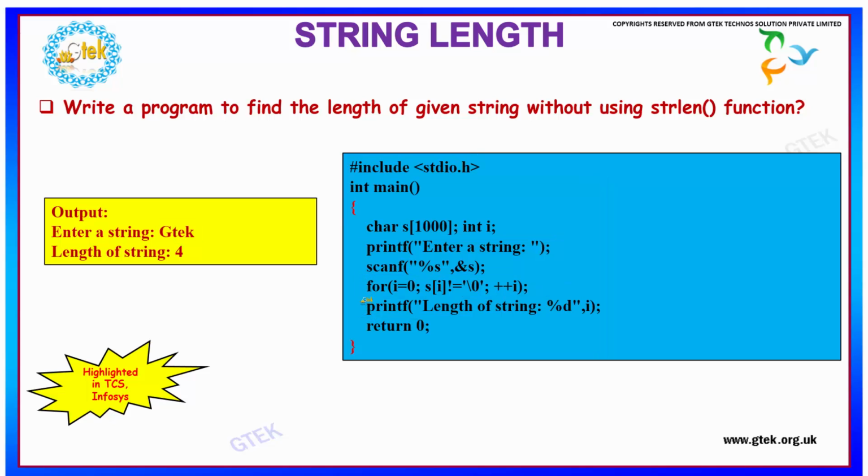And the control enters the printf statement. So when the control exits the for loop, the value of I will be 4, as I said. So we are printing the value of I at that point of time. That gives you the length of the string. That is, before your null character will be the length of your string as 4. It is pretty simple. These kind of questions are preferred in TCS Infosys technical rounds.